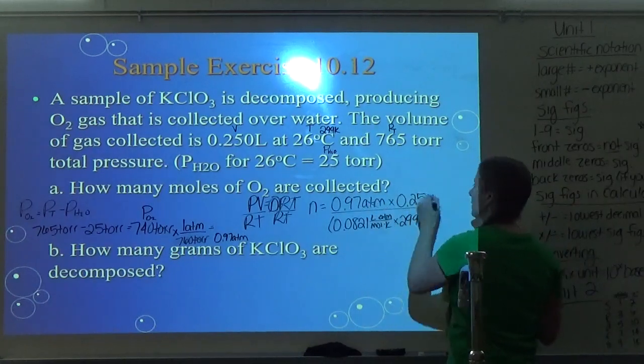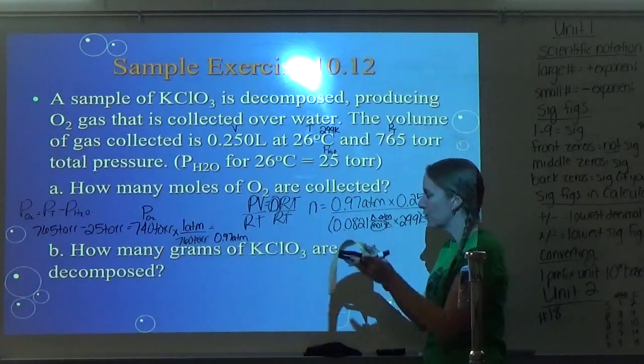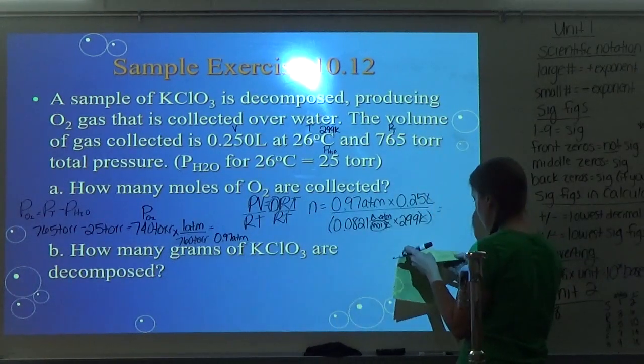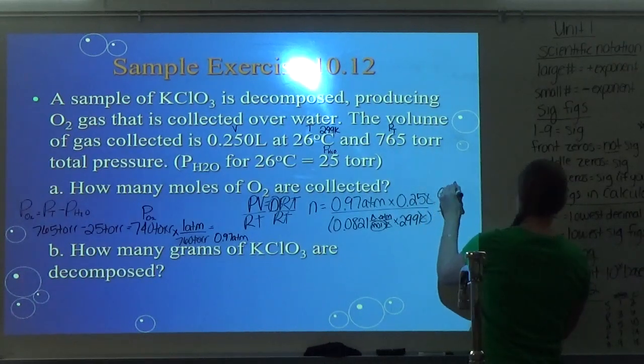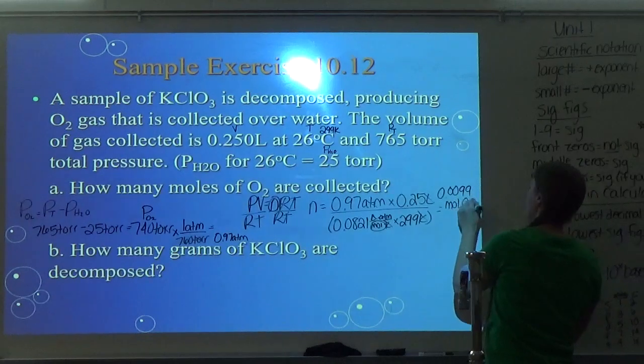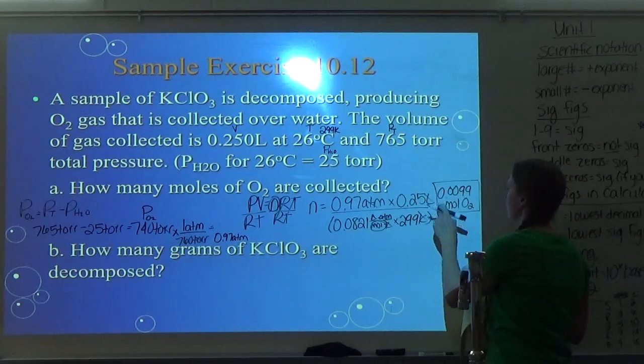Okay, so atm, liters, Kelvin cancel. I'm left with moles, which is perfect. That's what it asked me for. So once I solved, I got 0.0099 moles of O2. Whew, that's not very many moles of O2. But hey, they collected something.